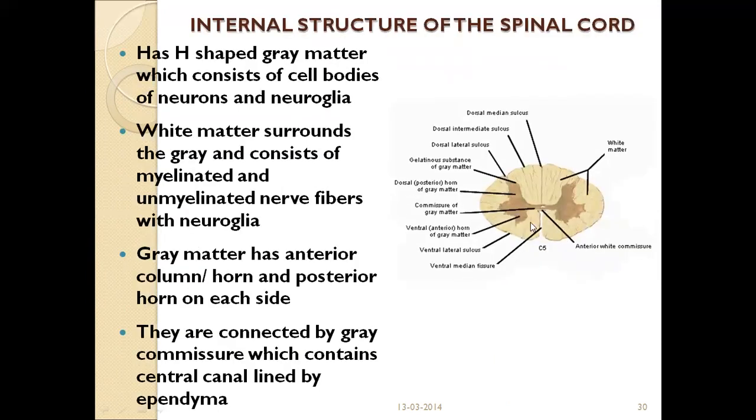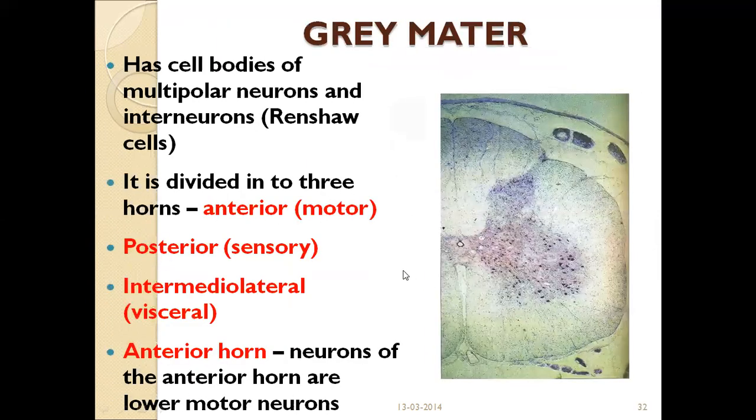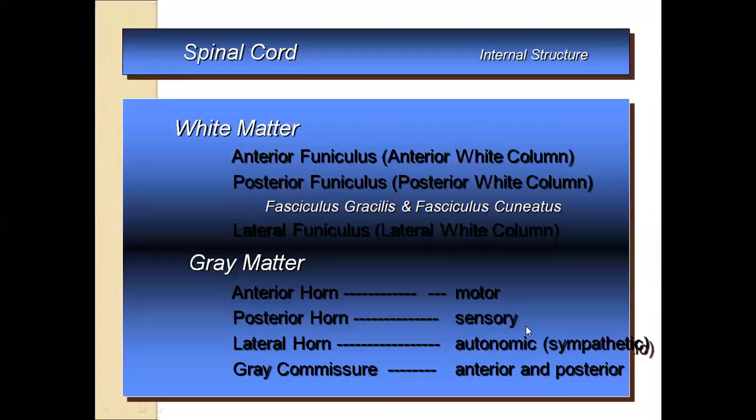Okay, the internal structure I told you, we have gray matter and white matter, which I have already explained. This is the cut section of the spinal cord taken at different levels: the cervical C5 level, T2 level, T8 level, L1, L2. You are finding the C level is quite big. That means here we have the cervical enlargement. The L level is also broad. That means we have the lumbar enlargement. The remaining areas look a little thinner, isn't it?